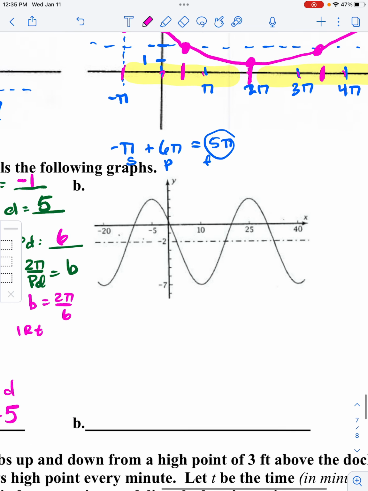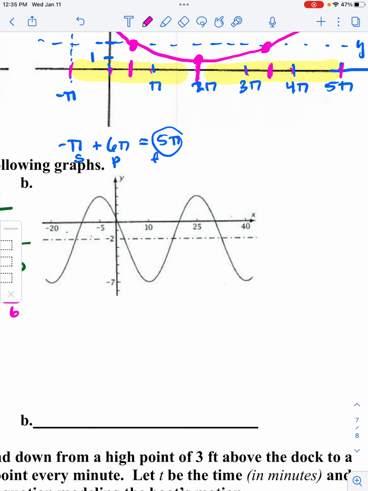So I'm just taking my A, B, C, and D value and putting them into an equation. Okay, let's try that again. This is also a cosine graph. So A, B, C, D. D is the easiest one to find.